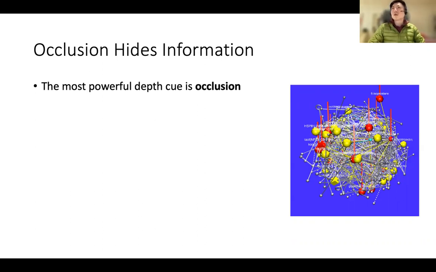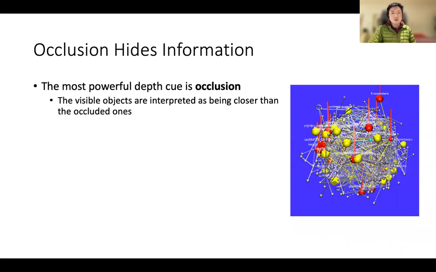But actually, occlusion is important for 3D visualization as well. This is how we as humans perceive which one is closer: the one in front will be perceived as closer to you, and the one further away, the one being blocked, will be perceived as further away from you. So it's actually important for us to perceive depth, even though occlusion hides or blocks some information from us.